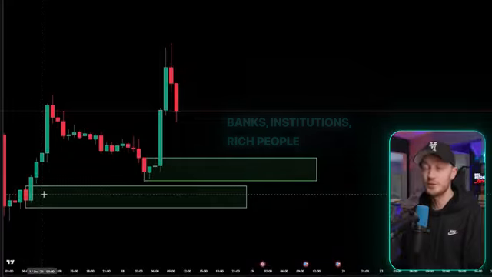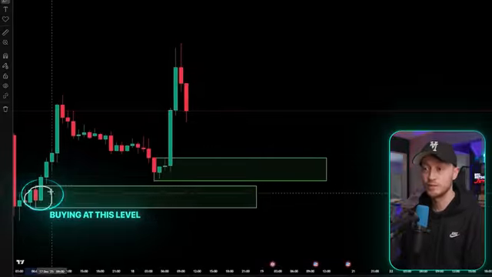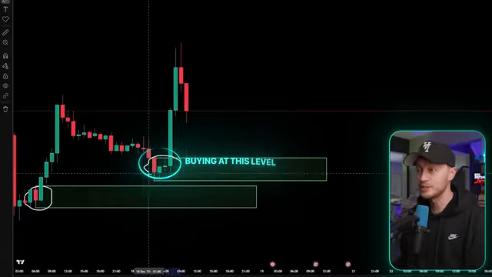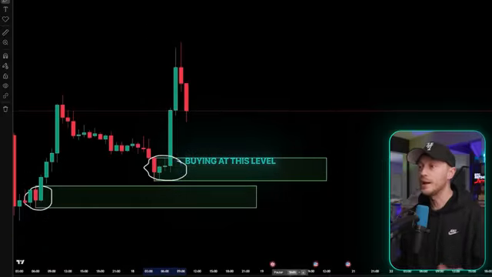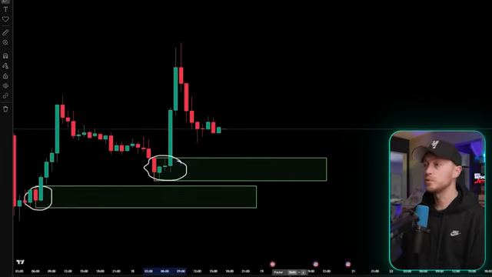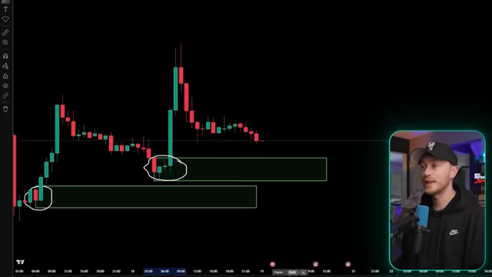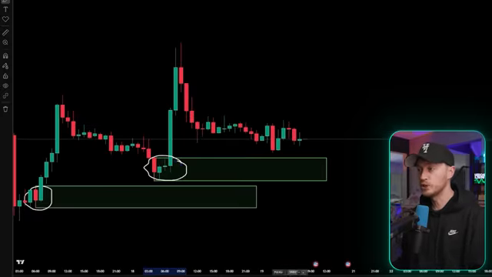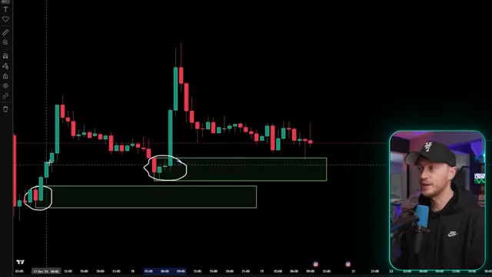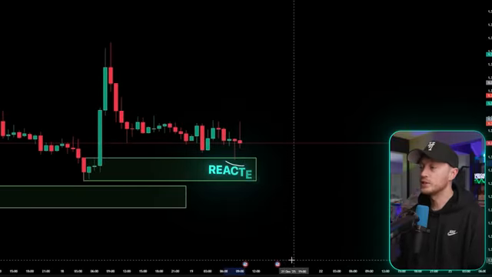So basically, they're telling me they liked buying at this level right here. They liked buying at this level right here. So that's a level I'm going to like too. So I'm simply waiting for price to come back to that level. And you could see almost approaching that level right here. And there it got into the level. So it reacted off of this level right here.